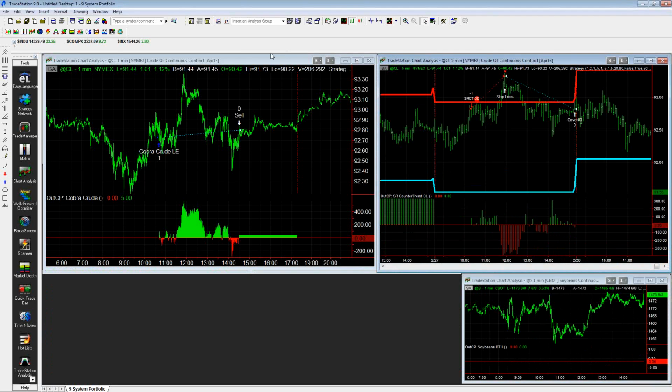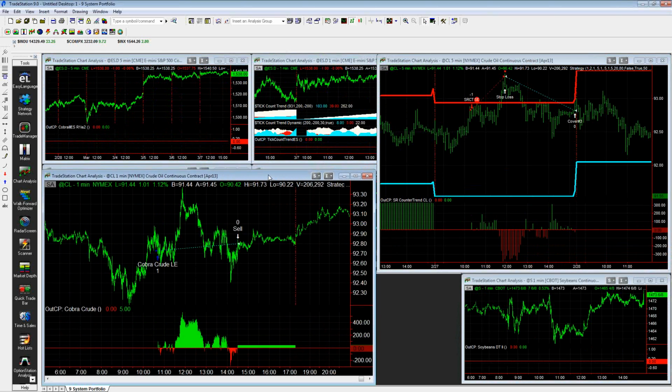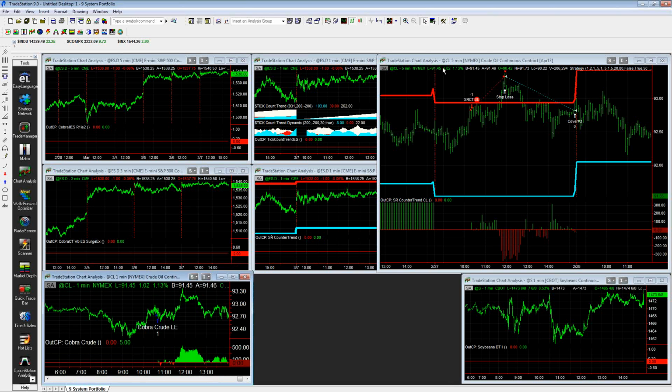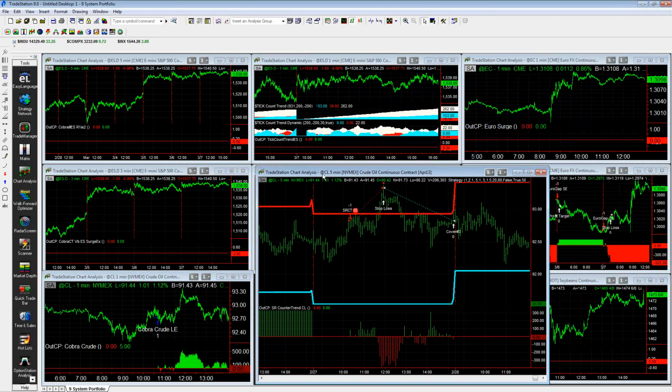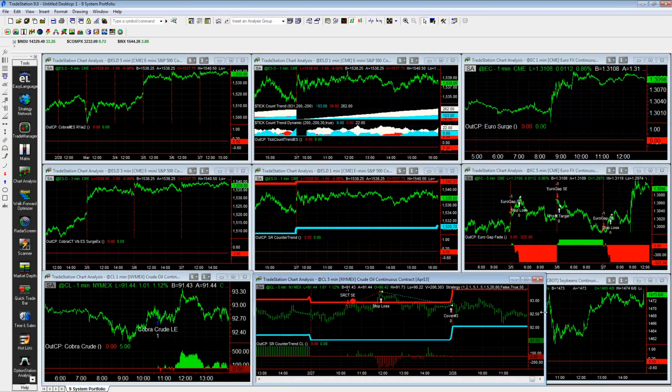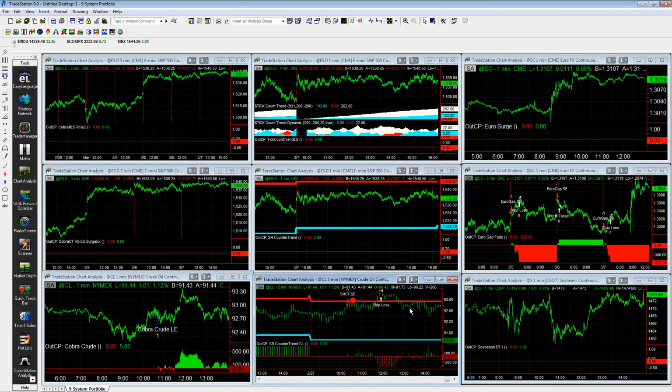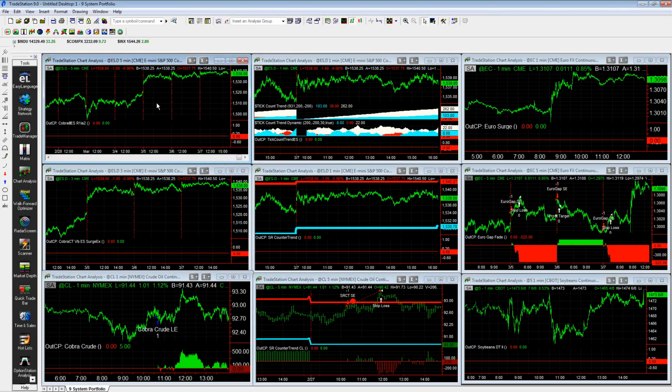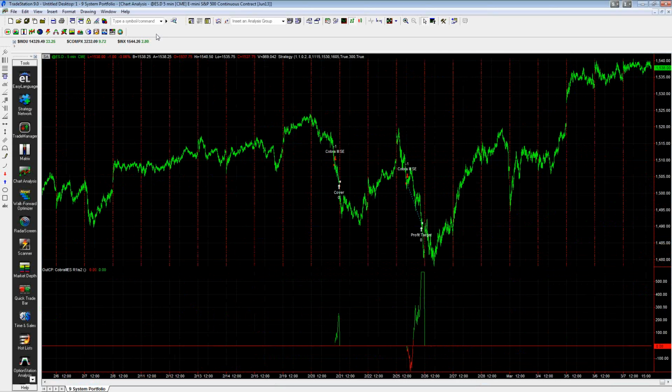So I'm going to put these workspace windows back. You can choose to put all of these windows in one workspace, or you can have them in separate workspaces, depending on how you like to look at them. So, for example, how do you set up the automation? One secret today was rollover in the E-mini S&P. So how do you know which symbol to trade?